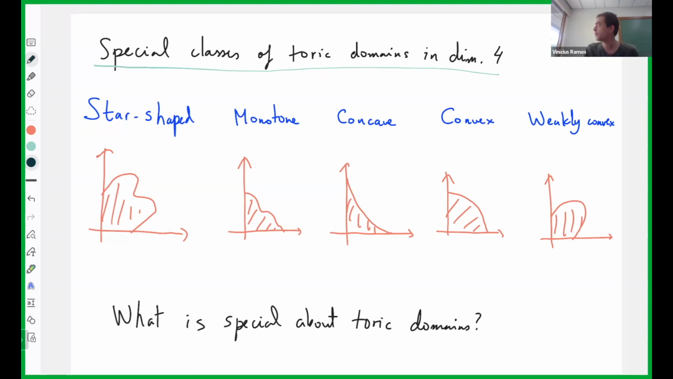I'm saying this in dimension 4, but all of them, at least up to convex, maybe weakly convex, I haven't thought about all dimensions, but the other ones make sense in every dimension. But the stronger theorems mostly only hold in dimension 4. So the next question is, what's special about toric domains? Why do we care about toric specifically?